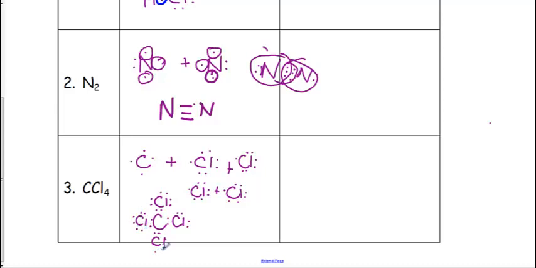ultimately everything has to have a full or a stable octet, okay? So each chlorine has 8, and the carbon has 8. Again, each chlorine will have 8 valence electrons. So when we draw out the structural formula, a little easier, carbon, and then each set of electrons will be represented by a dash.